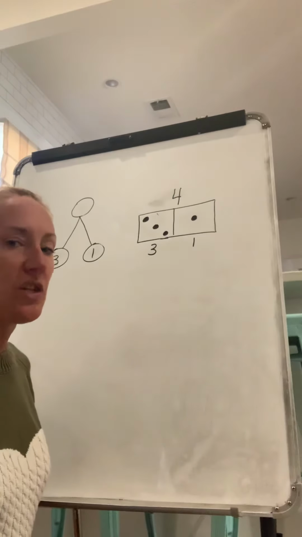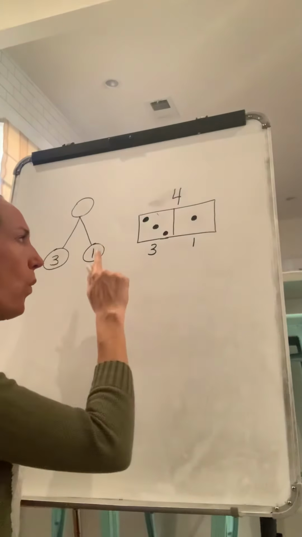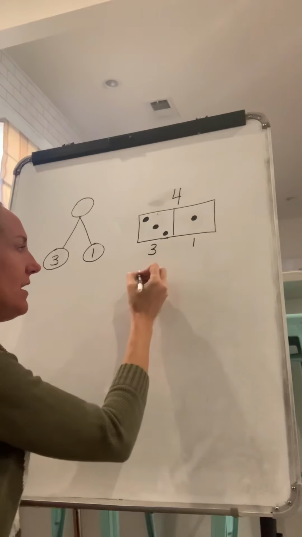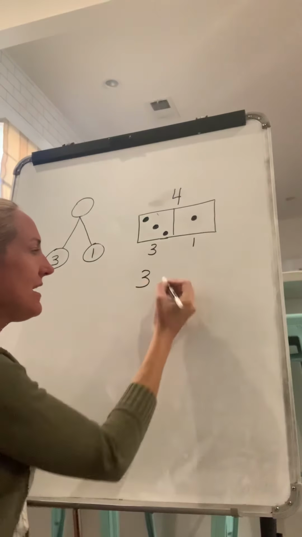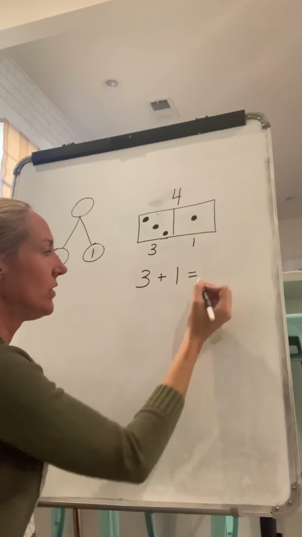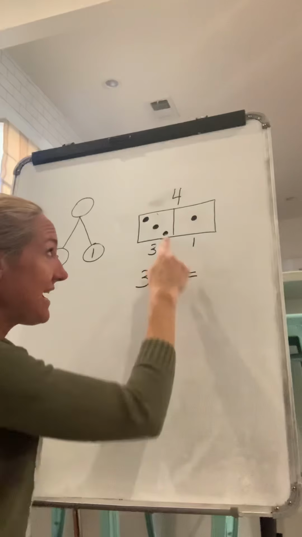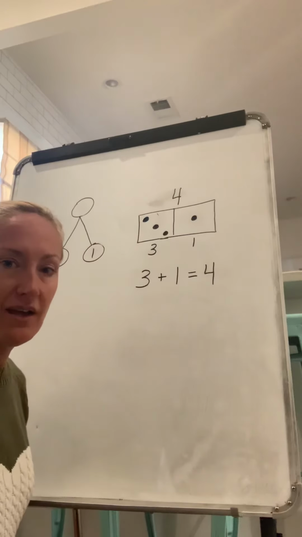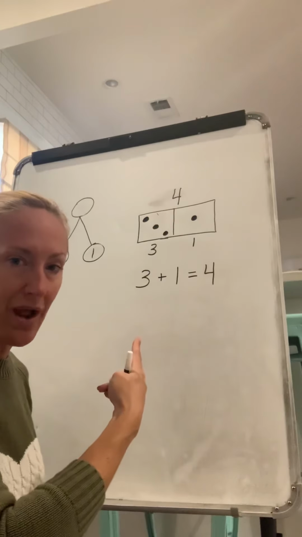Okay, so let's write down our first addition equation. Something plus something. We're going to add our 2 parts. So 3, write this on your whiteboard. 3 plus 1 equals, what did we say it equals? Count those dots again. What does it equal? 4.